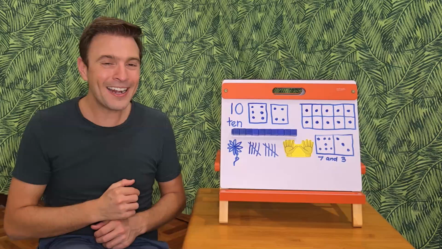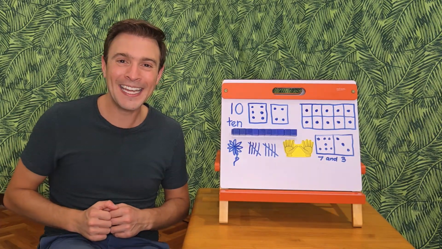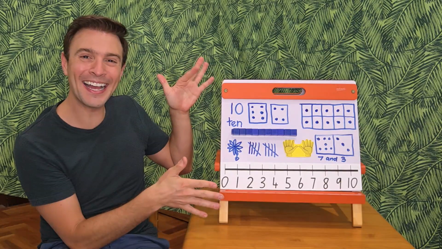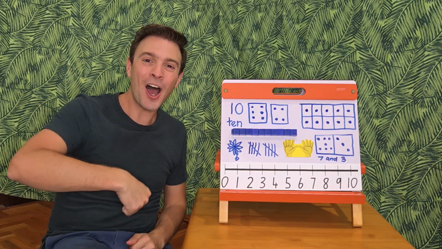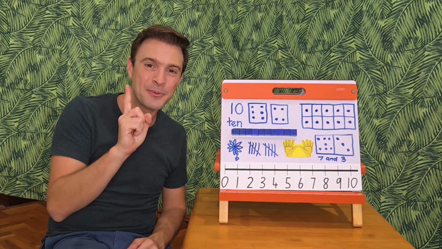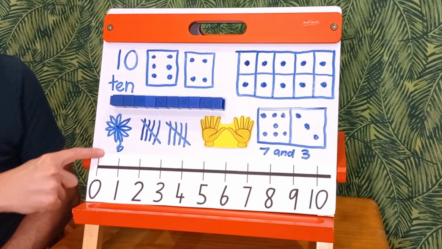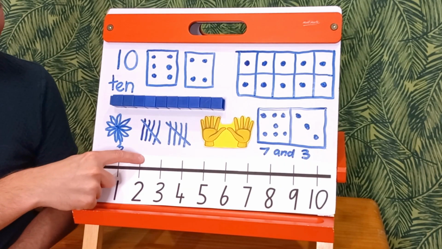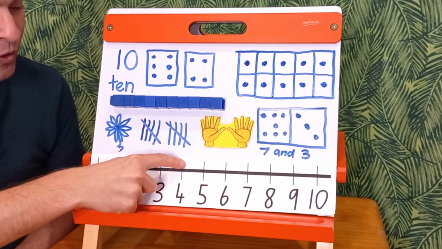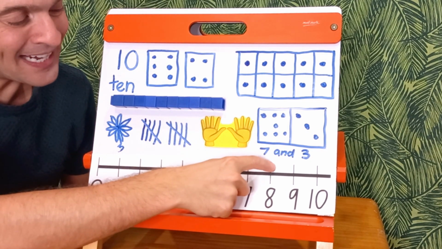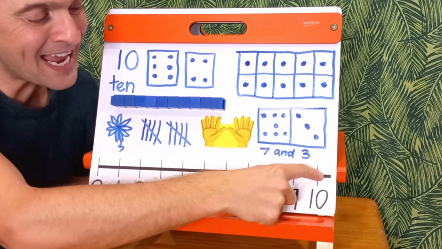Well, now I'd like to show you one more way to show 10, and of course that's with our number line. Okay everyone, I'm going to point to the numbers as we count to 10, starting from 0. Ready? 1, 2, 3, 4, 5, 6, 7, 8, 9, 10.